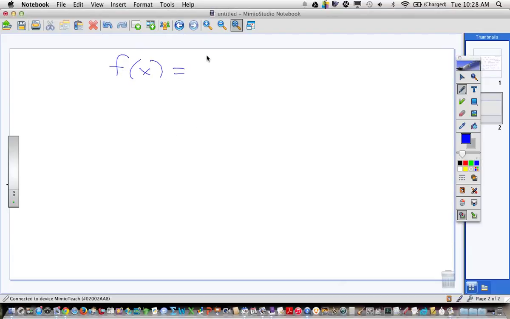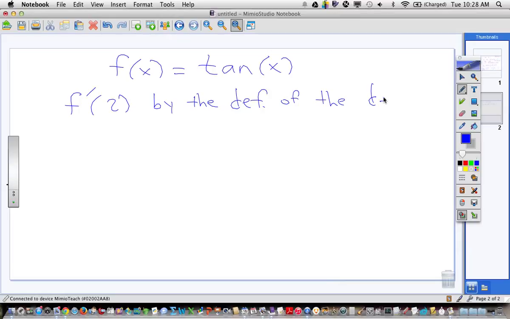So let's do this. Let's say I had f of x equals tangent x, and I said find f prime of 2 by the definition of the derivative. Or sometimes it's called the limit definition of the derivative. That is the same thing, the definition of the derivative, limit definition of the derivative. Okay, so there you go.